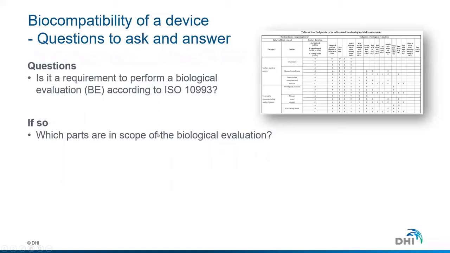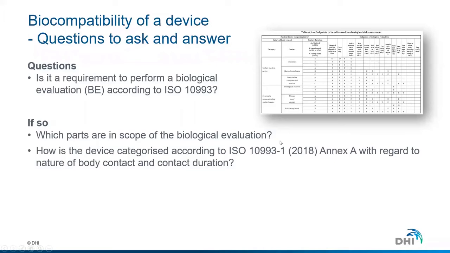for the biological evaluation, because it may be that not all parts are really in scope for evaluation under ISO 10993 Part 1, and it may be that some parts are in scope for one categorization according to the standard, and some parts are subject to categorization in another group. So you may need to assess the parts differently. And that's where you do your device categorization in accordance with the guidance in the standard.